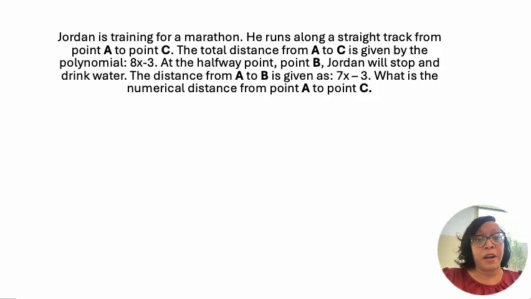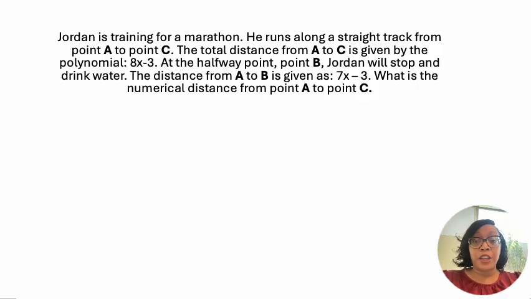Jordan is training for a marathon. He runs along a straight track from point A to point C. The total distance from A to C is given by the polynomial 8x minus 3. At the halfway point, point B, Jordan will stop and drink water. The distance from A to B is given as 7x minus 3. What is the numerical distance from point A to point C?